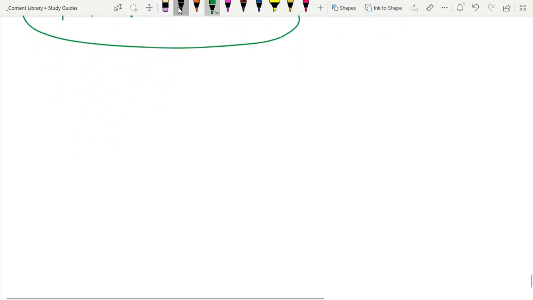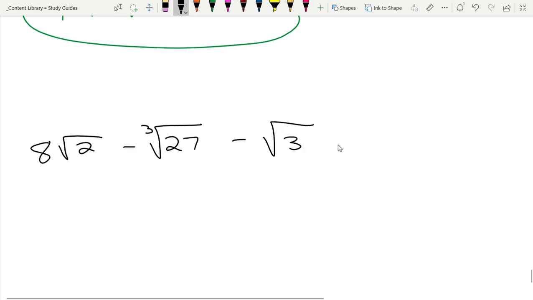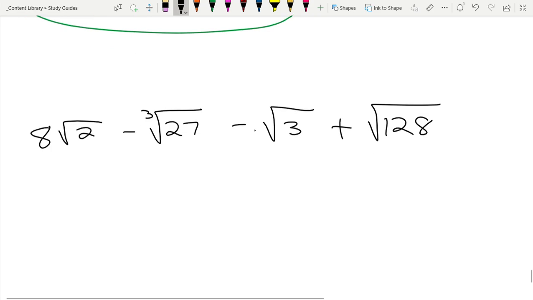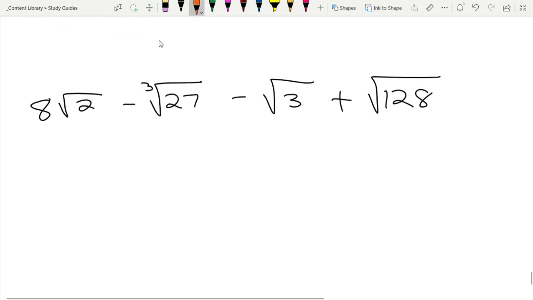Alright, on our next one, you can look at the study guide to see what they started off as, but it's going to become 8 square root 2 minus the cubed root of 27 minus the square root of 3 plus the square root of 128. So let's see what we can do. 8 root 2, can't do anything with it. Cubed root 27, yes, that's a 3, because 3 times 3 is 9, times 3 is 27. Square root 3, can't do anything with it. 128, we can simplify that a little bit further.